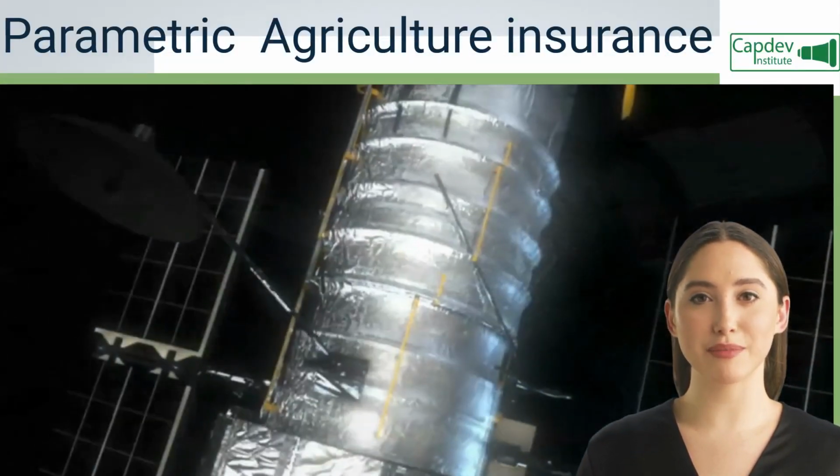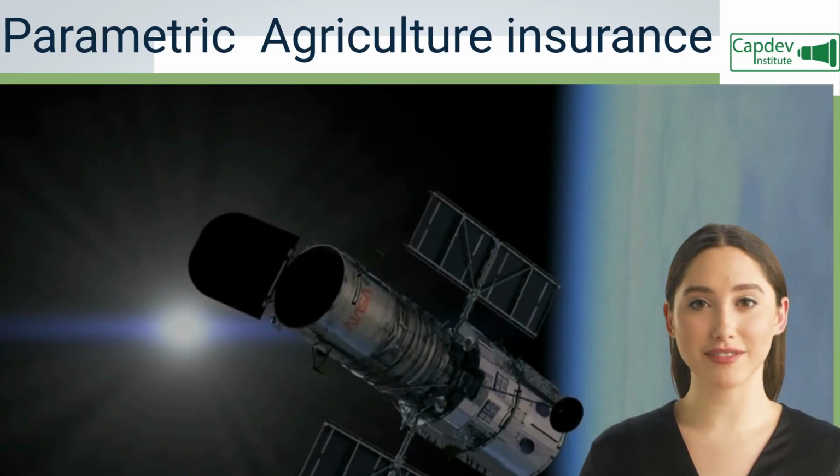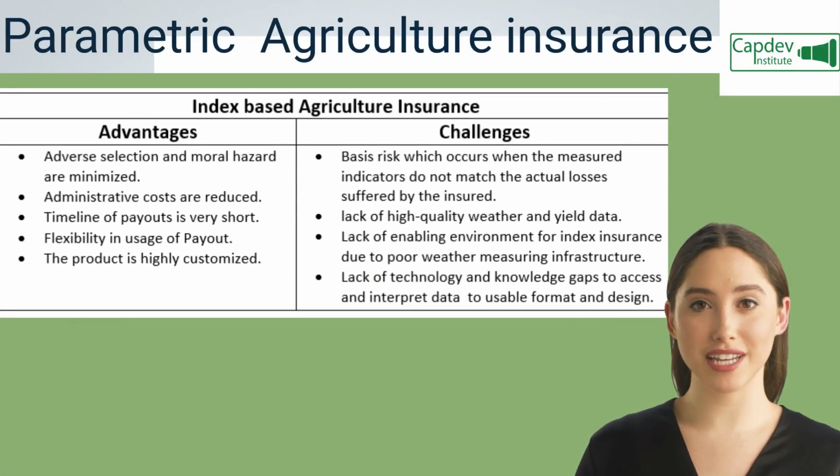This is a type of weather index based on weather parameters from satellite data, such as the Normalized Difference Vegetation Index. There are a number of advantages of index-based insurance, which include: 1. Adverse selection and moral hazard are minimized. 2. Administrative costs are reduced. 3. The product is highly customized with many parameters selected by the policyholder, including the premium amount. There is a high level of structuring flexibility. 4. Payout can be very flexible and used as budget support with few or no restrictions. And finally, the timeline of payouts is very short. There are challenges in all index insurance.